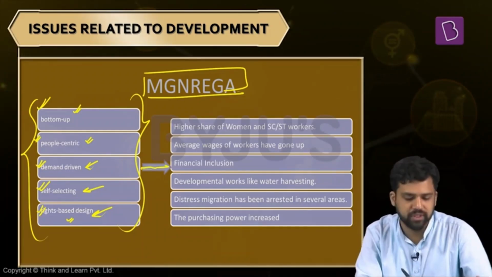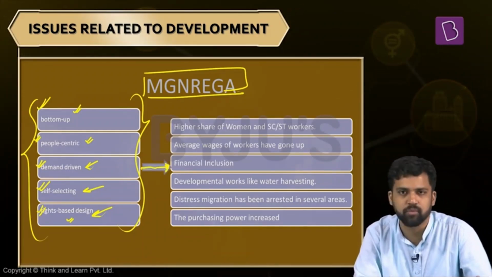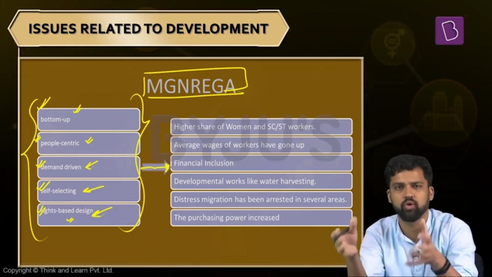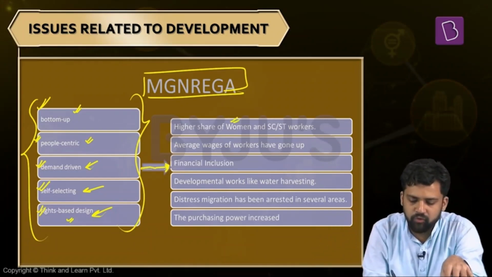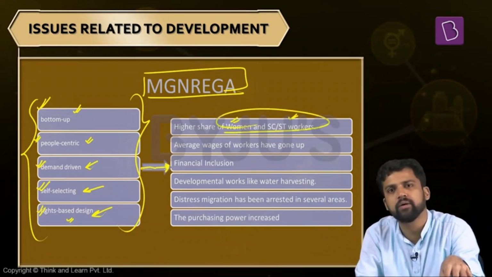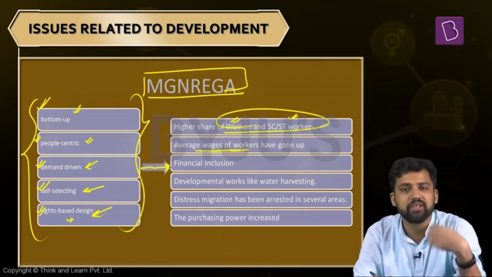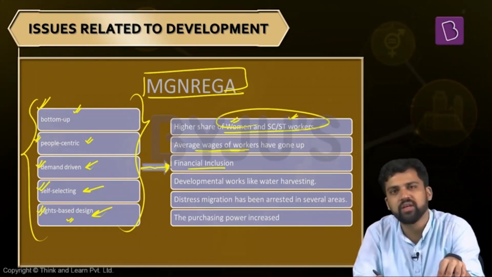Now, what has been the impact of the scheme? NREGA has a reservation for women. It also has a reservation for SC employees. That means if there are 100 employees, how many should be women, how many should be scheduled caste? So some reservation is there. Because of NREGA, the share of women and SC workers has increased. Not only has their share increased, but their wages have also increased. If wages are increasing, their bargaining power also increases. It has led to financial inclusion of people.